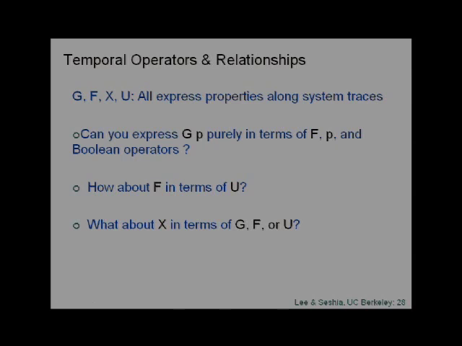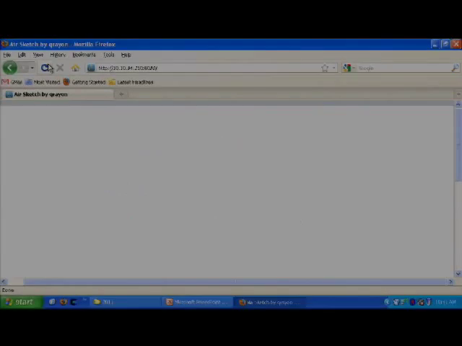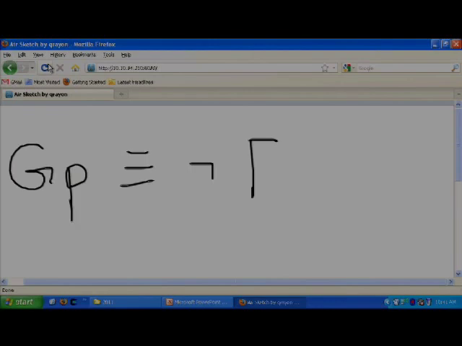If future not P is true in a trace, it means there is some state where P becomes false, right? And that means globally P is false, because globally P requires P to be true throughout. So if there's some state where P becomes false, it means the left hand side is false. And if you negate that, so it's never the case that there is a future state where not P is true, it's the same thing as saying that P is always true.